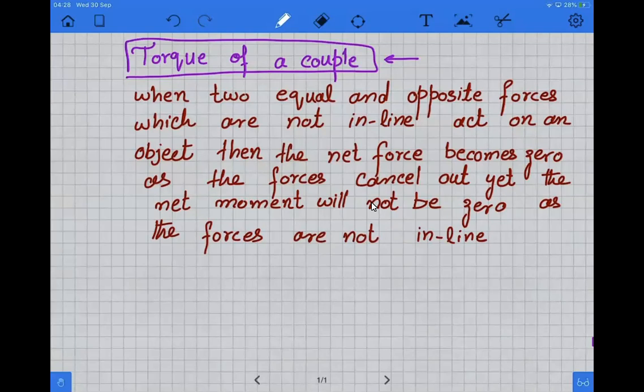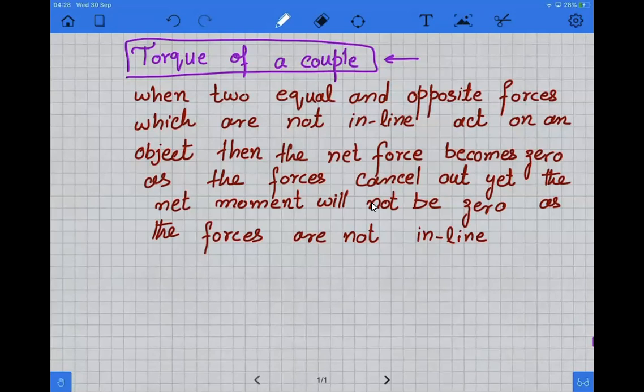So whenever you have two forces which are equal and opposite but they are not in line, they make a couple, and a couple causes the rotation of an object without creating any acceleration. So the net force is zero, yet the net moment is not zero because the two forces are equal and opposite but not in line. For two forces to be perfectly in equilibrium, they must be equal, opposite, and in line. Here in this case, the forces are equal and opposite but not in line. That will result in the rotating effect or the moment.